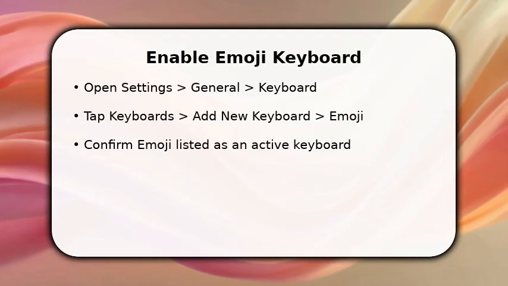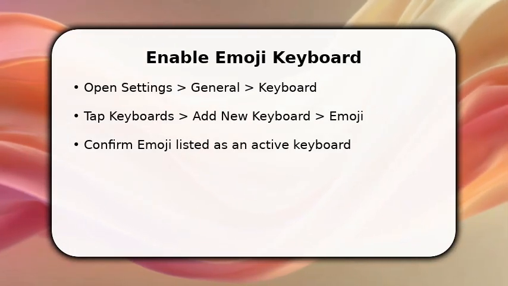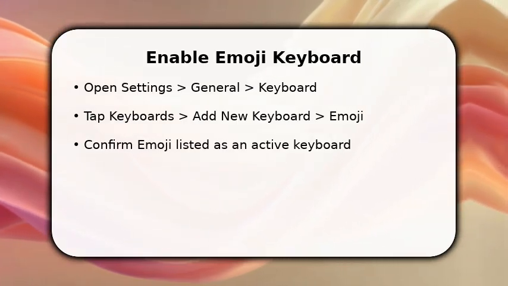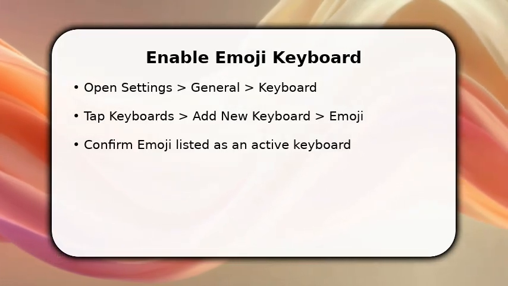You start by enabling the keyboard so you can use emoji anywhere. Go to Settings, then General, then Keyboard. This gives access to language and input controls. Tap Keyboards, choose Add New Keyboard, and select Emoji. That registers the layout with the system.